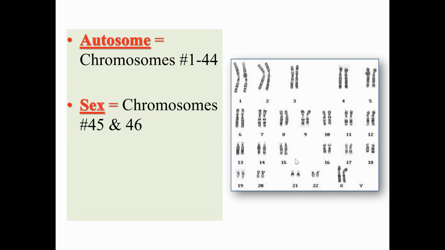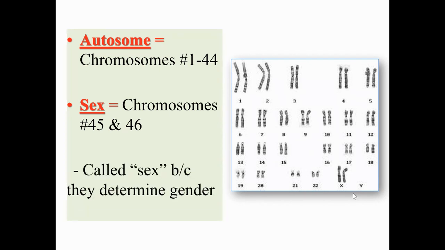An autosome is anything that's not a sex chromosome. So for humans, because we have 46 total chromosomes, 1 through 44 here would be called autosomes, and then your sex chromosomes would be the X and the Y here, so pair number 23. And of course, they determine gender, so sex chromosomes.